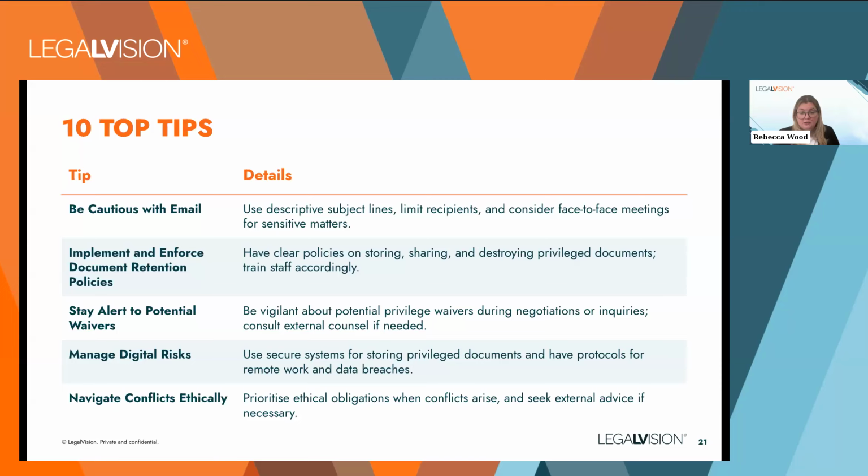Make sure that you're managing your digital risks. So make sure that you've got secure, access-controlled systems for storing privileged documents and have protocols in place for working from home and data breaches. And then finally, just navigate conflicts ethically. When faced with conflicts about potentially maintaining privilege and fulfilling your professional obligations, make sure that you're prioritizing your own ethical obligations. It's sometimes hard to put yourself first, but it's what you need to do. And really don't hesitate to escalate issues and seek external legal advice when necessary.